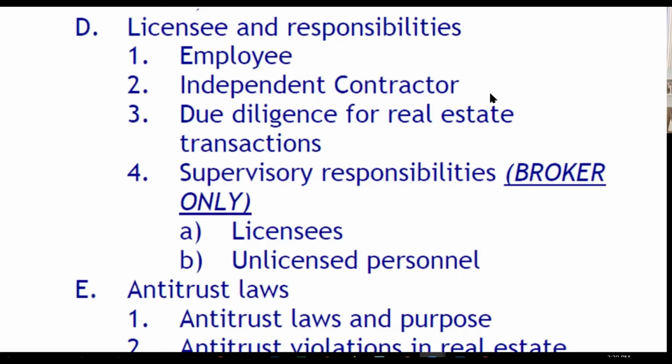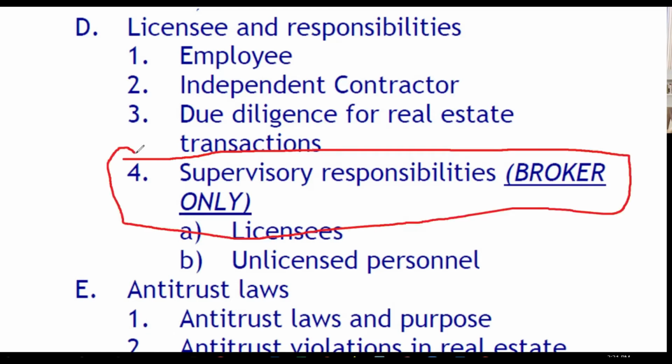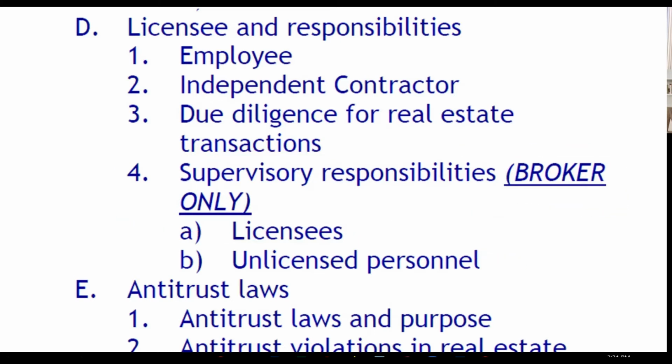Let's see. The supervisory responsibilities here: the blanket statement is everything filters through you, including the unlicensed personnel. So if you have, for example, a virtual assistant, whatever they're doing, we need to make sure they're still following the rules in terms of real estate. Yes. And then antitrust laws, which are to prevent monopoly. So let's go through each one. With fair housing, this will be quick.